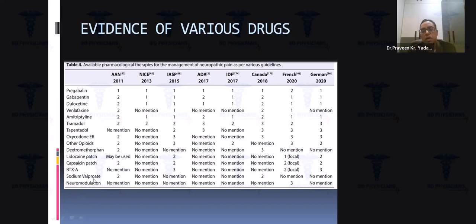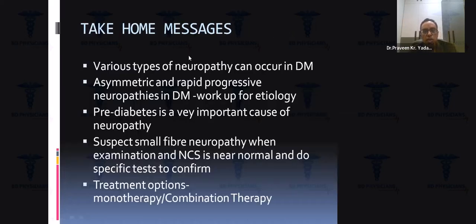Similarly, sodium valproate may be helpful in severe neuropathic pain if it is a very acute severe pain not responding to the medications. So the take-home message from this presentation is that there may be various types of neuropathy which can occur in diabetes mellitus. If the neuropathy is asymmetric and rapidly progressive in a diabetic patient, work up for other etiologies. We should know that pre-diabetes is a very important cause of neuropathy. Suspect small fiber neuropathy when examination and nerve conduction study are near normal, and do specific tests like skin biopsy, Sudoscan, or some other test to try to diagnose small fiber neuropathy.